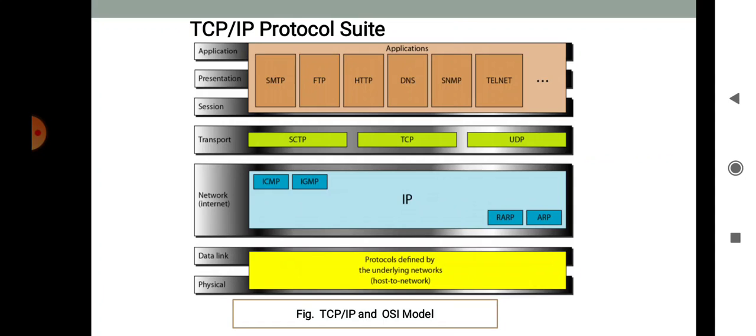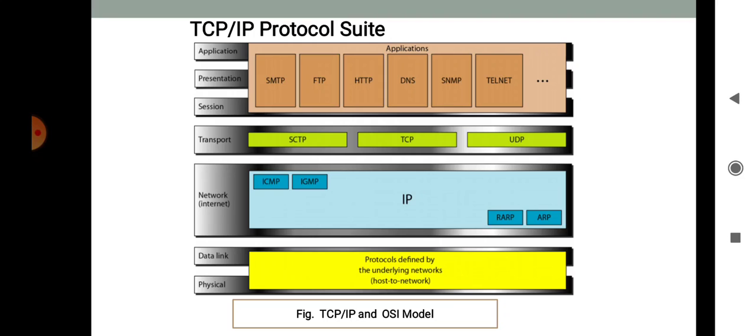Then the next concept is the TCP/IP protocol suite. The TCP/IP protocol suite was developed prior to the OSI model, and therefore the layers in the TCP/IP protocol suite do not exactly match those in the OSI model. That means the original TCP/IP protocol suite was defined as having four layers. We have already seen host to network, internet, transport and application.